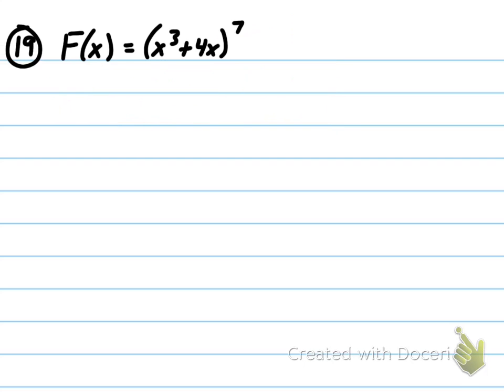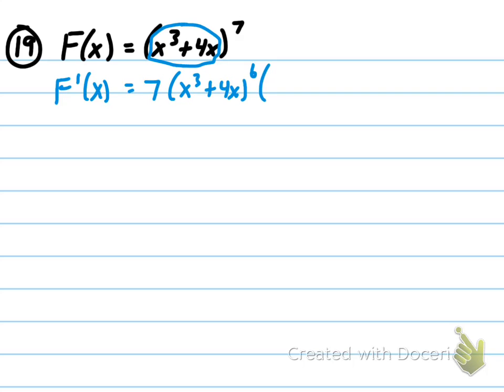So, almost there. Number 19, f prime of x. We can see we have something being raised to a power. We bring the power out front, multiply by the something, subtract 1 from the exponent, and then we multiply all of that by the derivative of the inside, and the derivative of x cubed is 3x squared, plus the derivative of 4x is 4. Okay?